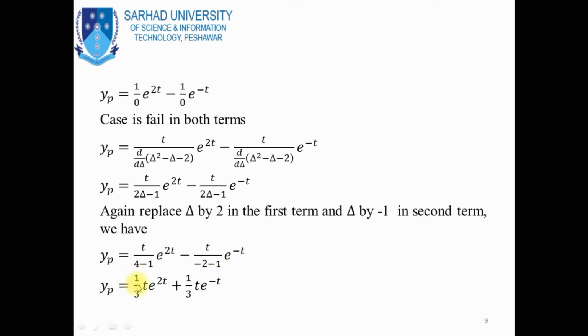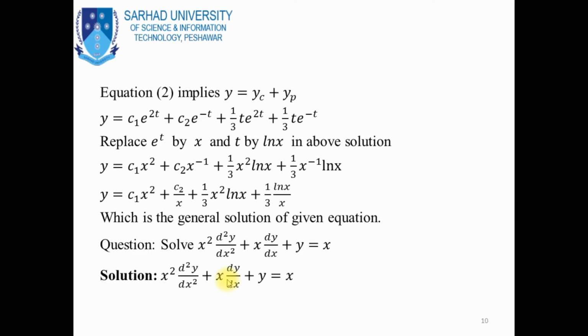So the particular solution is 1 over 3 t e power 2t plus 1 over 3 t e power minus t. Now the overall general solution y is equal to yc plus yp. Putting the value of the complementary solution and the value of the particular solution, we obtain the solution y is equal to c1 e power 2t plus c2 e power minus t plus 1 over 3 t e power 2t plus 1 over 3 t e power minus t.